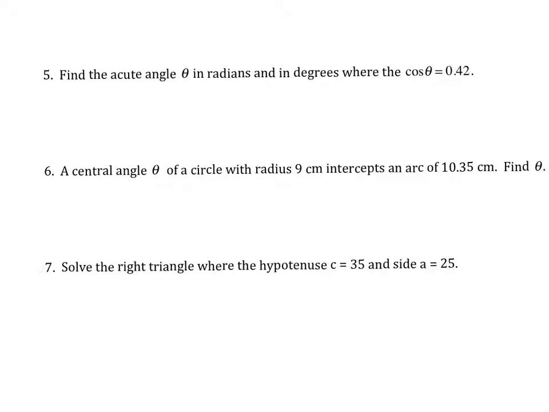Looking at number 5, it says find the acute angle theta in radians and in degrees where the cosine of theta equals 0.42. So there's different ways you can think about this. If you like to visualize things, you can put 0.42 as 0.42 over 1. Since we're looking for an acute angle, we can think that it's going to be in quadrant 1, or you just have a regular right triangle.